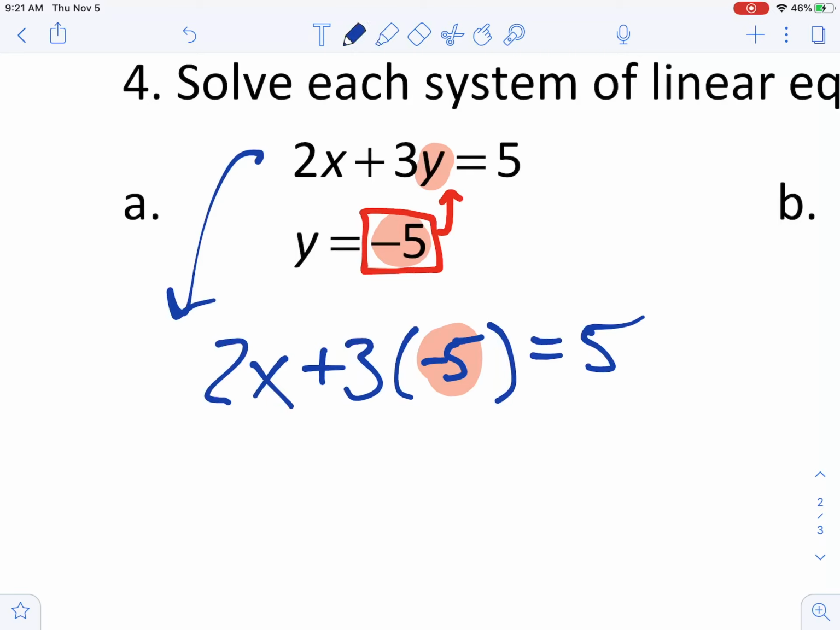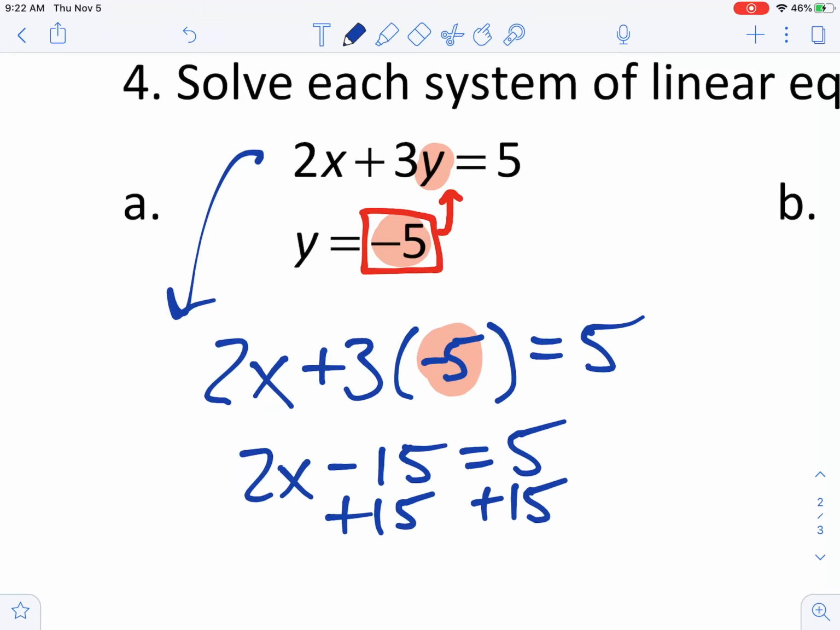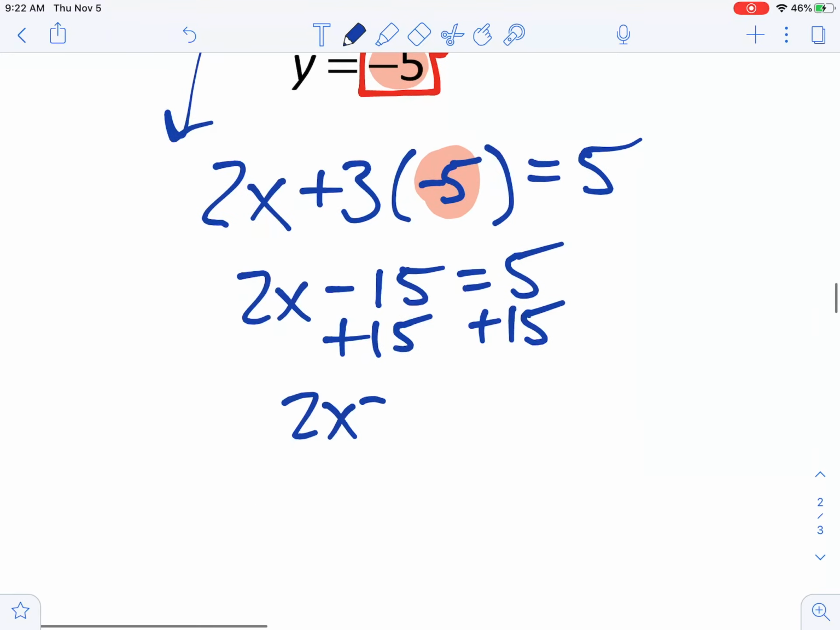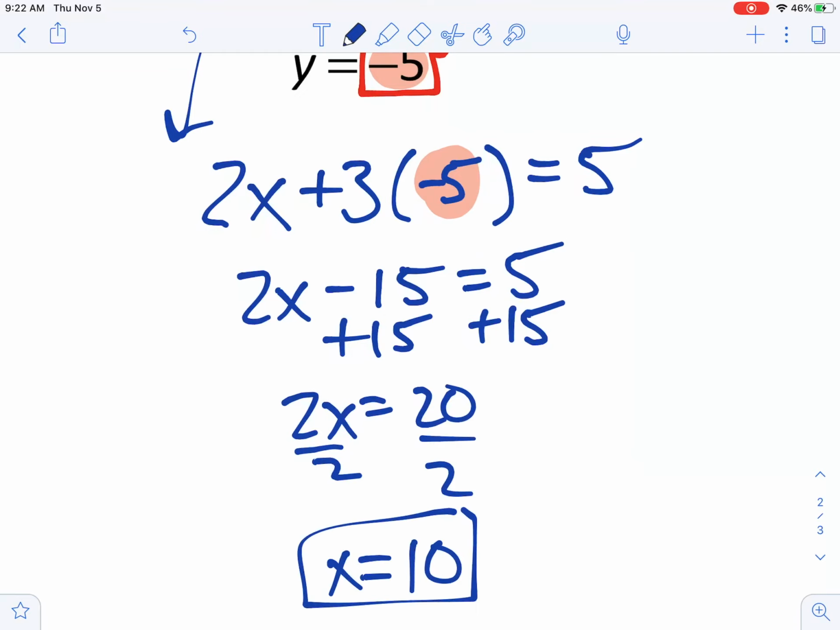Now, if you notice, my equation just has one variable, x, so I solve it like I normally would. 2x, this is -15 when you multiply, equals 5. Adding 15 over, you get 2x equals 20. Divide by 2, you get x equals 10. Okay, so you found what x has to equal.